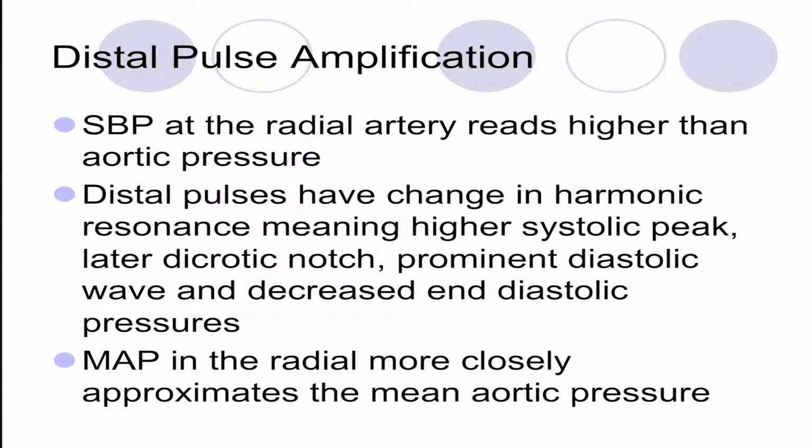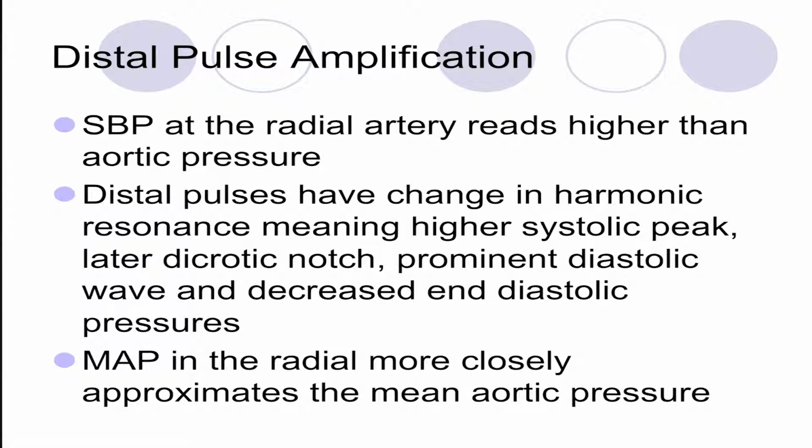Systolic blood pressures at the radial artery are going to read higher than aortic pressure. So if I could get an actual aortic pressure on a patient, it's going to be lower than what I'm reading on a radial A line. Distal pulses, because of the resonance out into a smaller vessel, have a higher systolic peak and a delayed notch, of course, because you're seeing the AV close and time out to the radial artery.